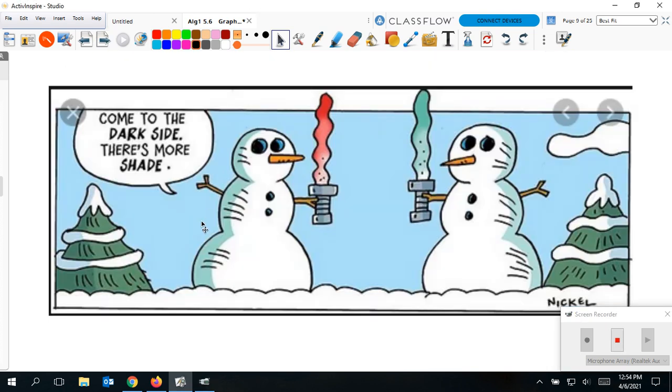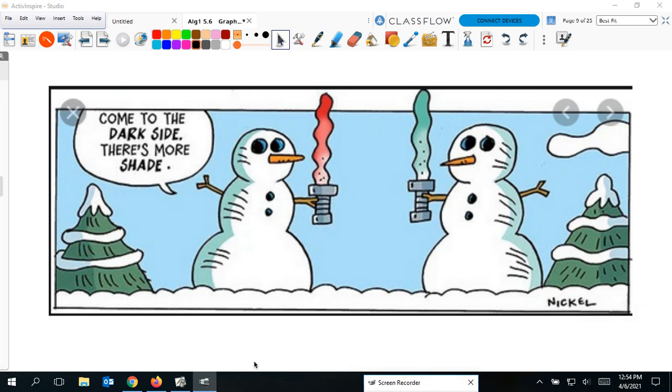So I have a little cartoon of the day to start with. Two snowmen there. Their lightsabers come to the dark side. There's more shade. That's good. Little Star Wars characters in the snowman.